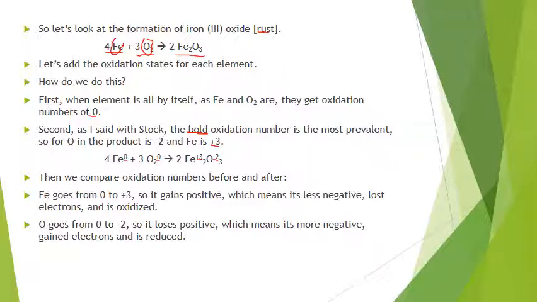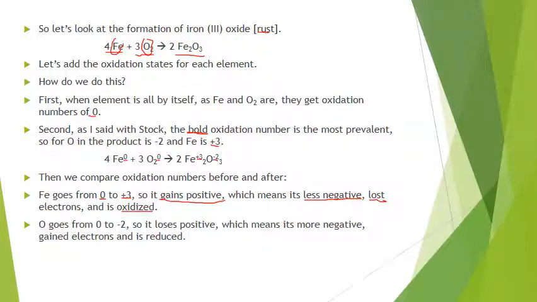And then what we do is compare the oxidation numbers before and after. So iron goes from an oxidation number of 0 to +3. That means it gets more positive, it gets less negative. Hey, that's a good way to live, huh? If you want to get more positive about something, you get less negative. And why does it get less negative? Because it lost electrons, and this means it's been oxidized.